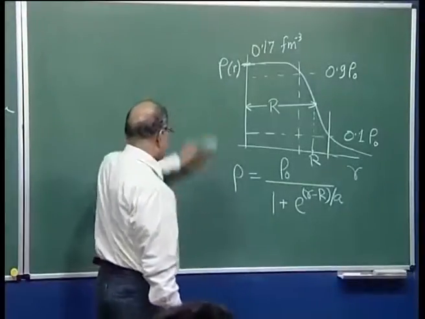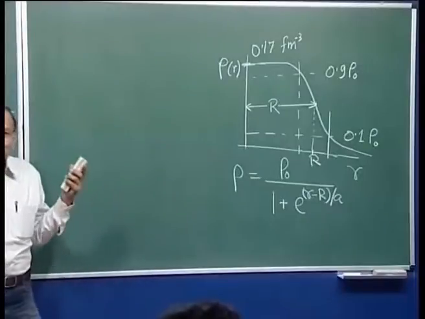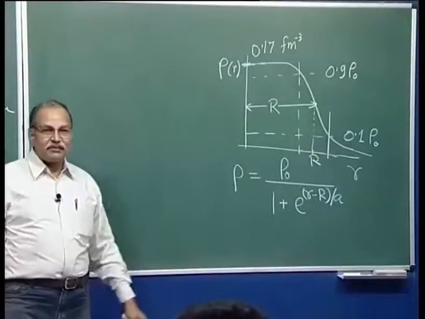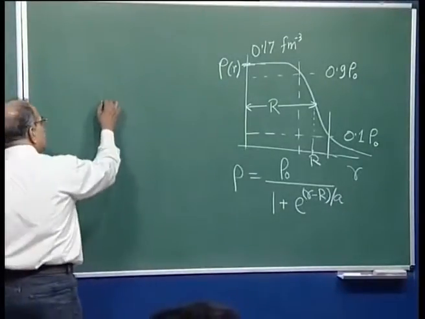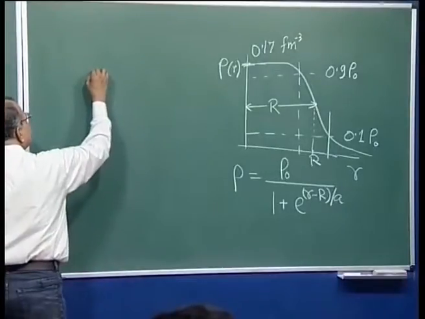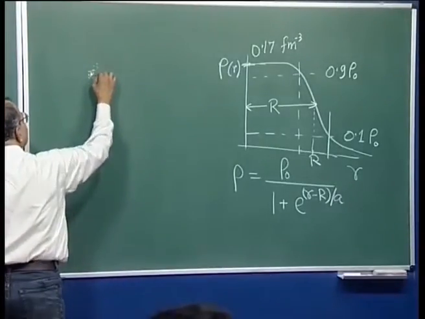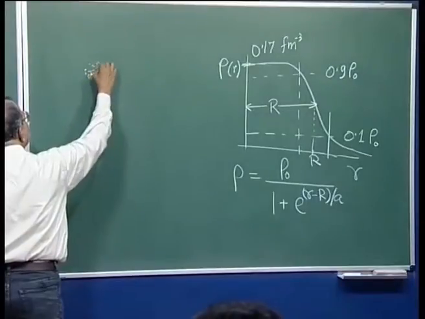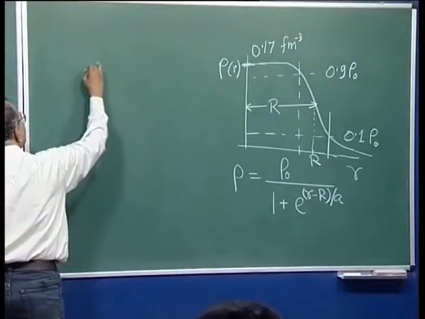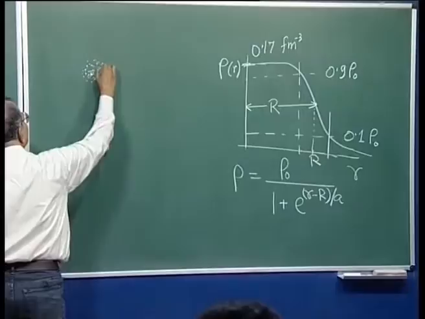So what is the picture? What is the geometrical picture that comes to mind? The geometrical picture is of the nucleus, suppose this is the center. You have protons and neutrons here, with equal density distribution, almost equal density.